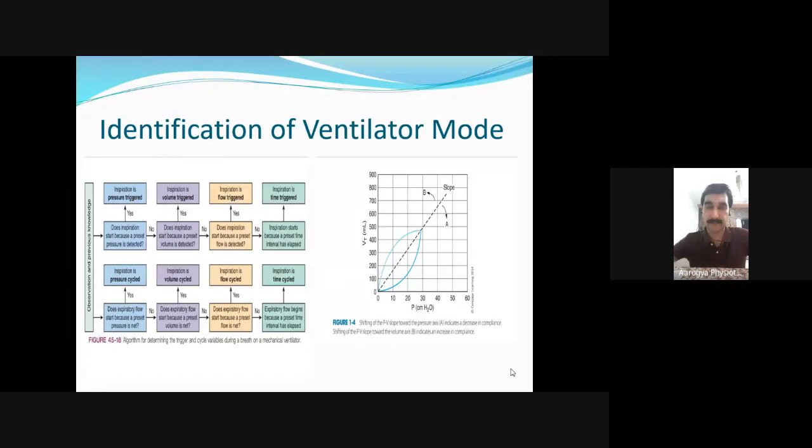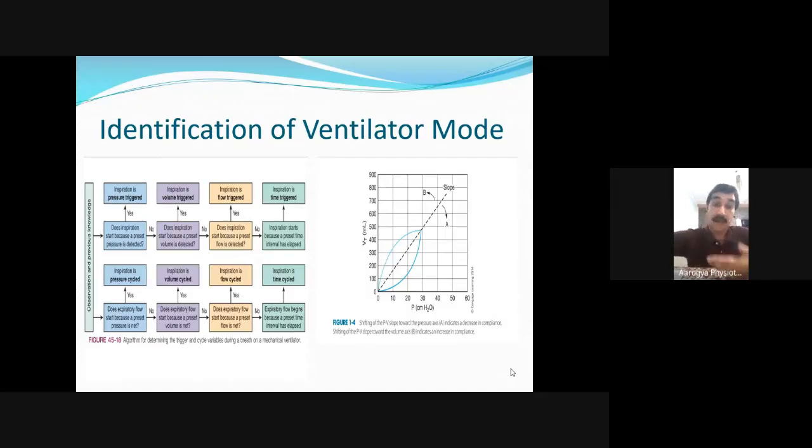In identifying the ventilator mode, we need to identify with the help of parameters what mode it is, because it has been seen that different ventilators name the same mode differently. Like a CMV mode, controlled mandatory ventilation mode, is also named as controlled mode, or continuous mandatory mode. So do not get confused by the names. When you see the parameters, you will come to know. How you do it, let's see.